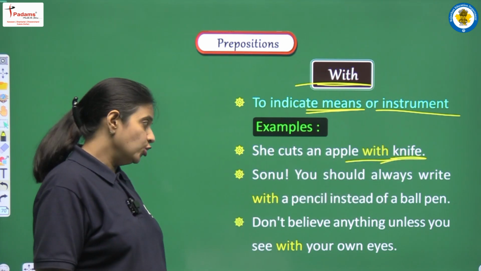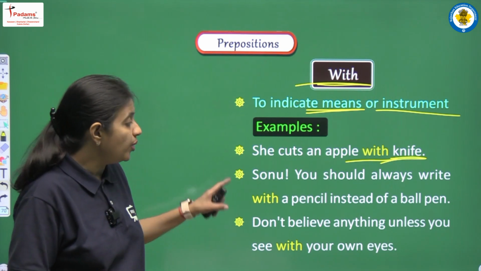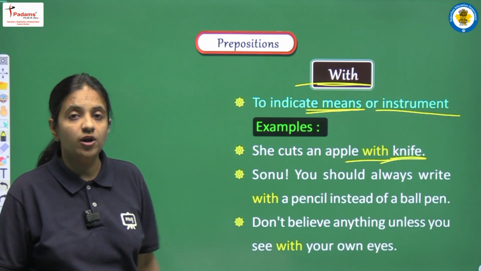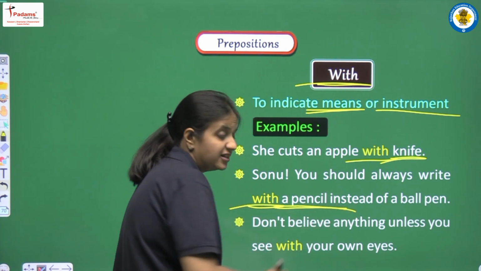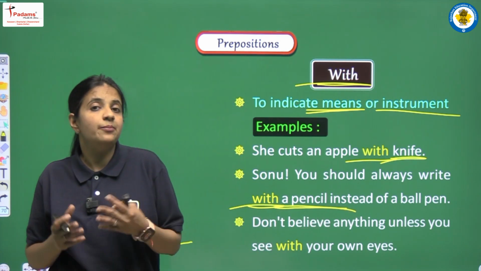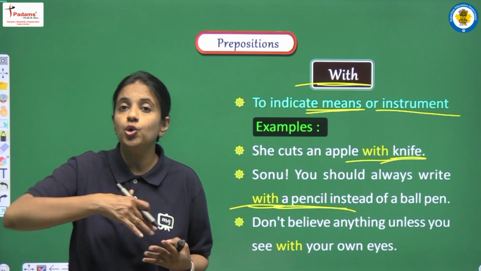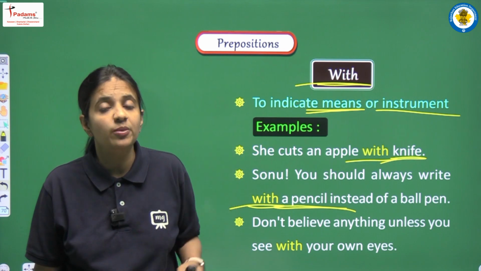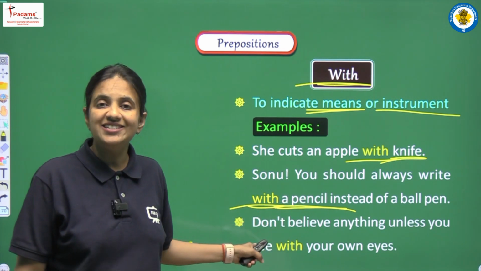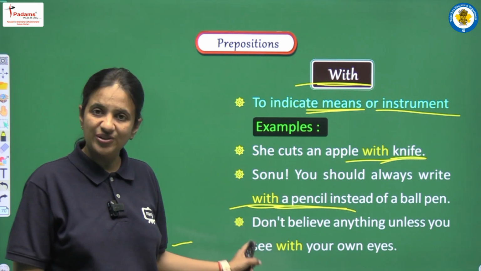Next is, "Sonu, you should always write with a pencil instead of a ball pen." Again we have "with." Why? Because the pencil is the instrument, it is the means that is used to write. So again we are showing means, again we are showing an instrument for some work, and this is the reason we have "with" here. Okay.